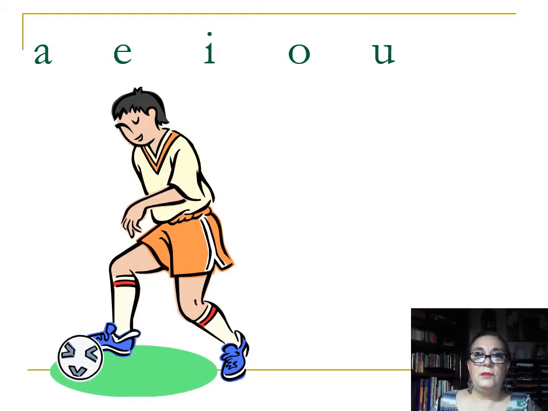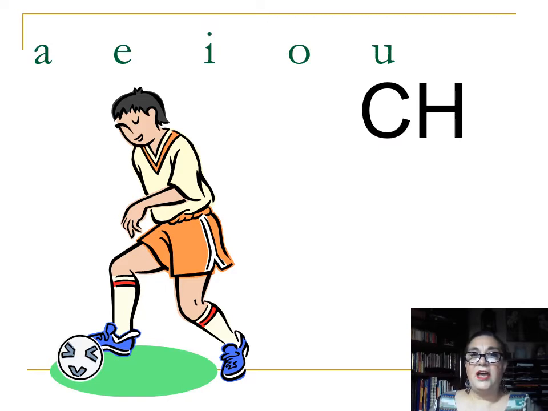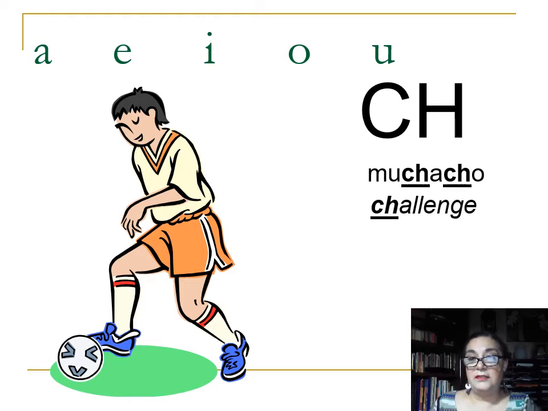The sound of che is formed with two letters. See? And we pronounce it cha, che, chi, cho, and chu. Like the English word challenge. That cha, cha, cha, that's your sound. So the official name for this combined consonant is che. Cha, che, chi, cho, chu. Like football. Like muchacho. Okay?